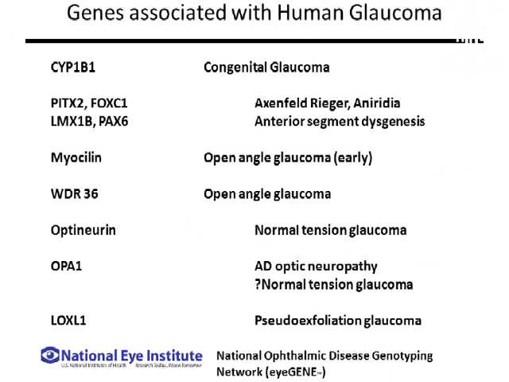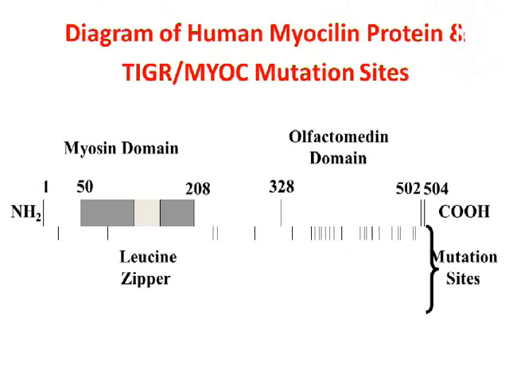So I think these are the genes associated with the human. I don't go in detail. Maybe I'll come briefly to primary open-angle glaucoma. That is called the myocilin gene. It has three exons, and if you see exon 3, the hotspot of the mutation is there in exon 3.